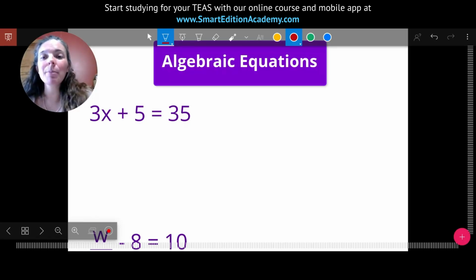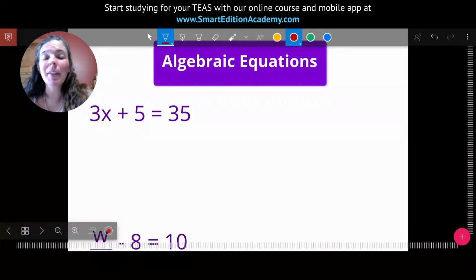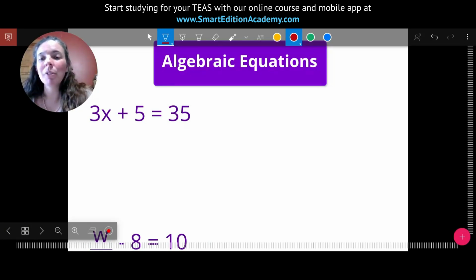So 3x plus 5 equals 35. If I'm trying to solve this equation for x, my end goal is to get x by itself. I need to move over everything else that is attached to it. So order of operations backwards, right? I'm undoing what was done to it. Essentially what happened here is the variable was multiplied by 3. So 3 times your variable, and then they added 5, okay?